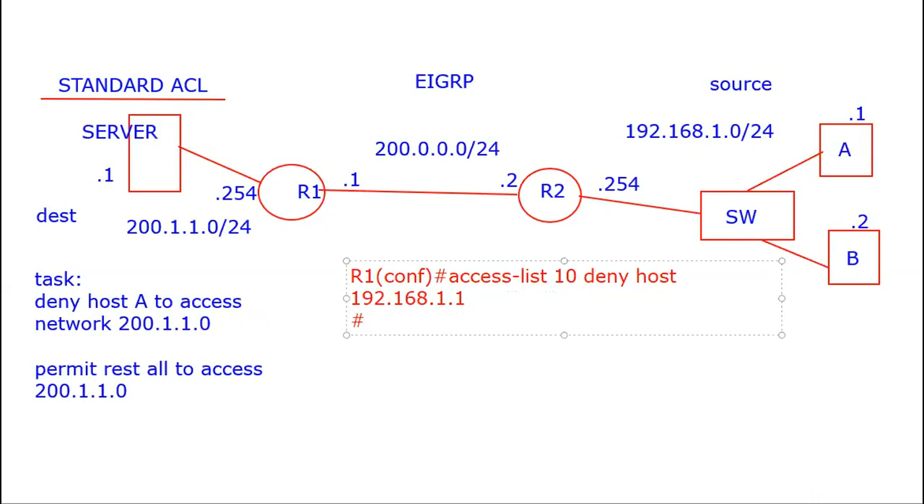This will be the first statement. The second will be the permit statement. If you do not give the second statement, everything else will be denied automatically, because what ACL does is deny everything. So access-list 10 permit. I have to tell it to permit all the rest. For the rest, I can use the term any.